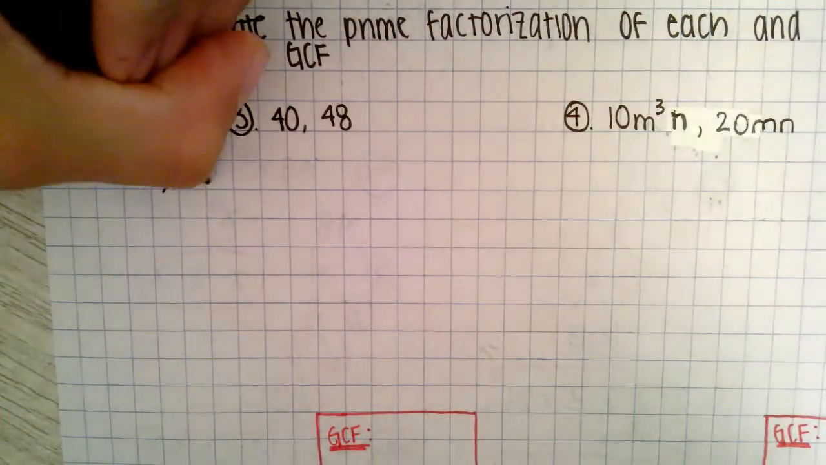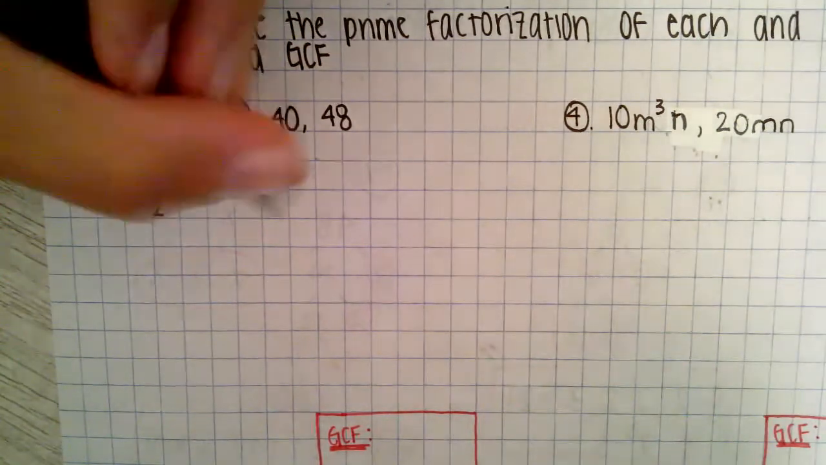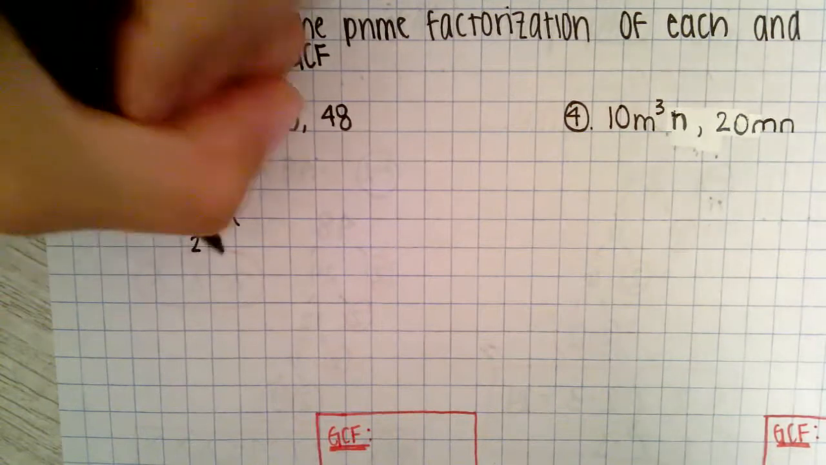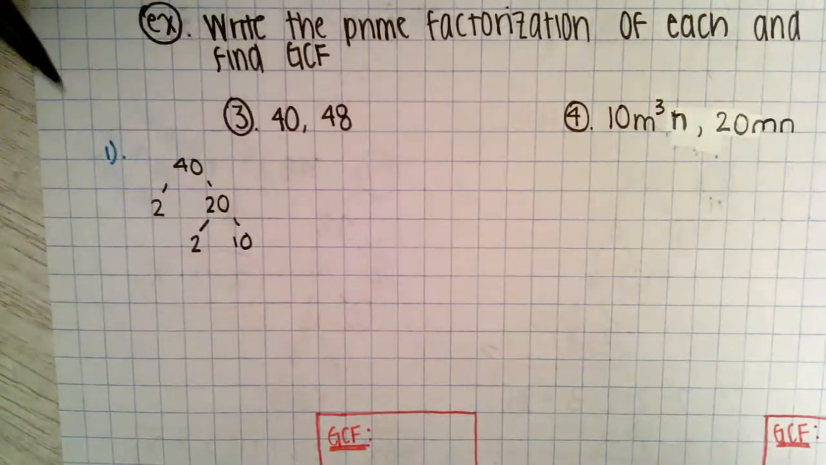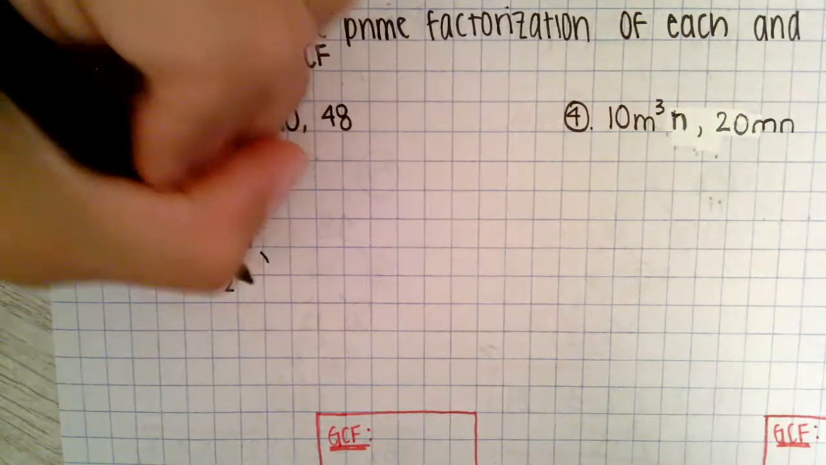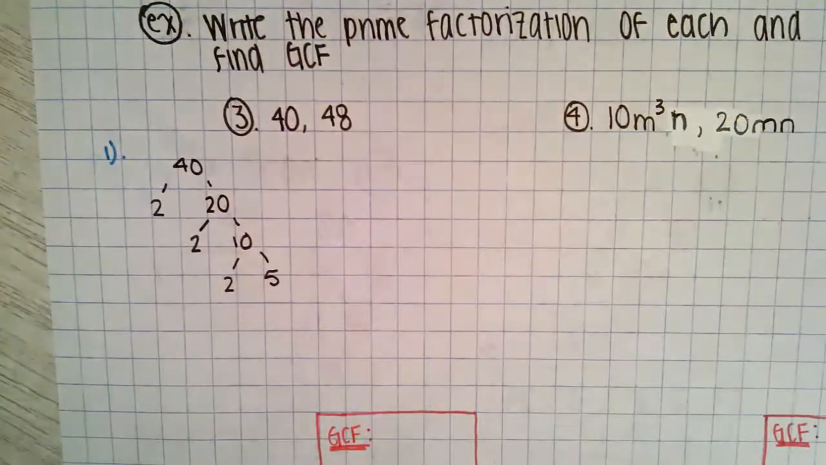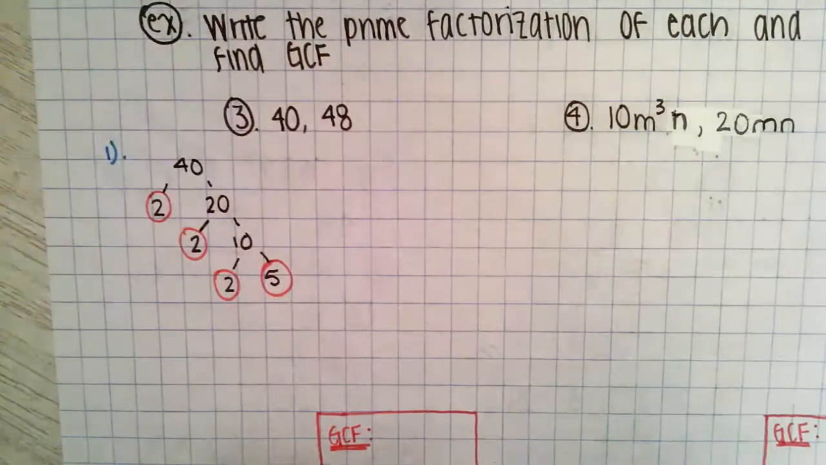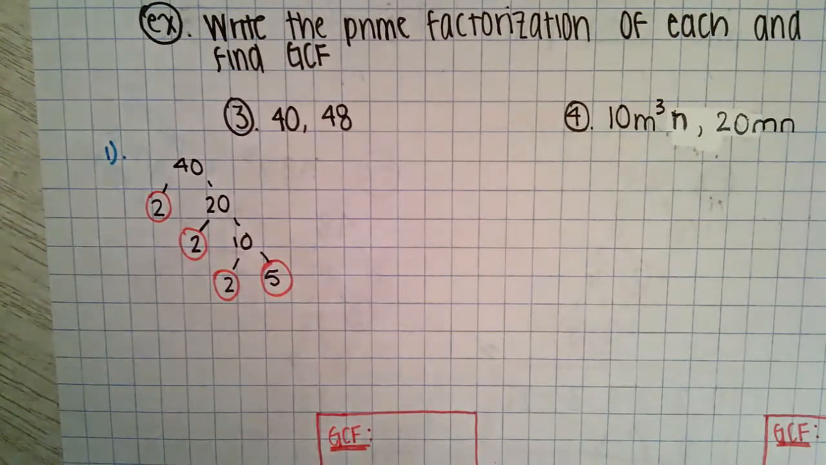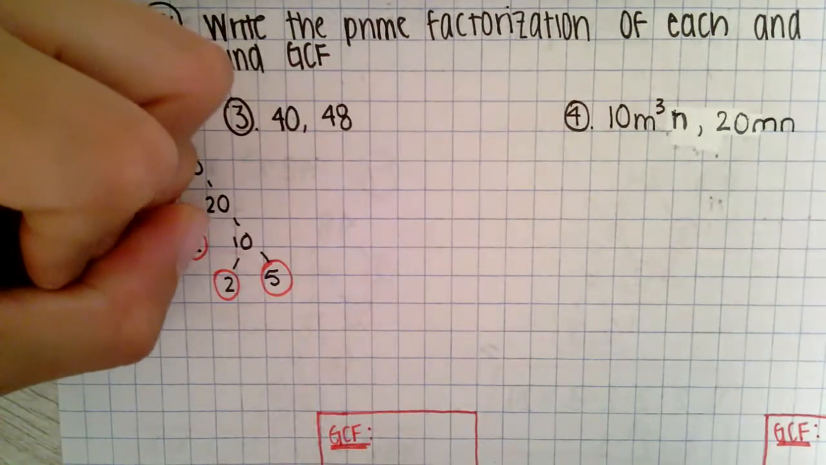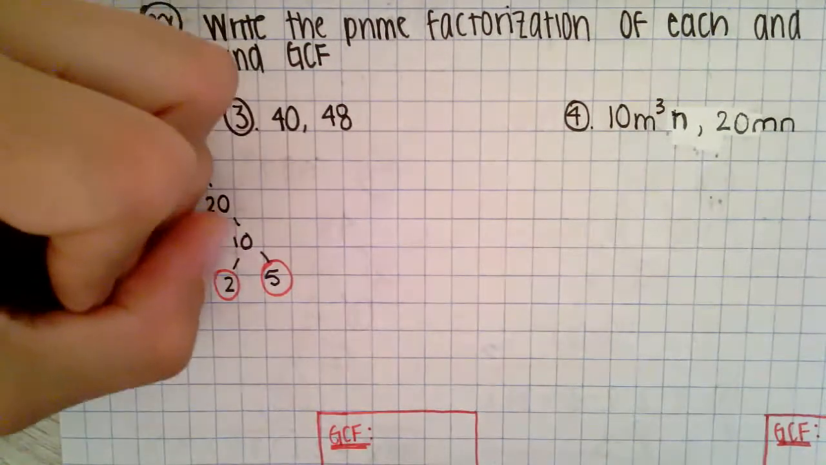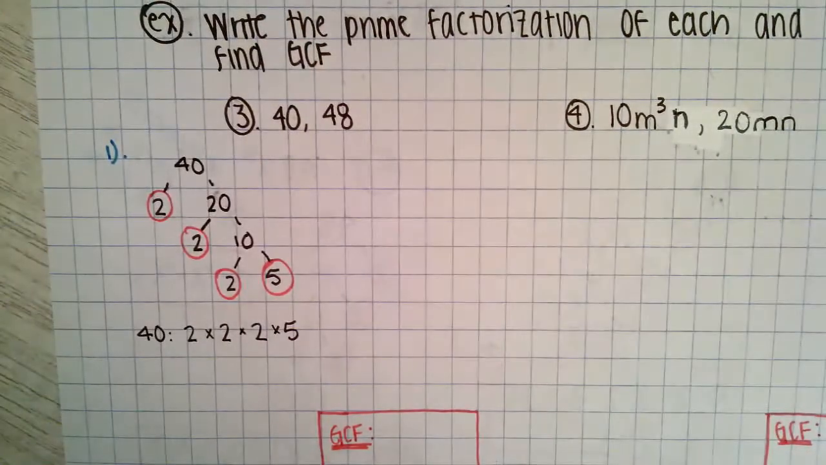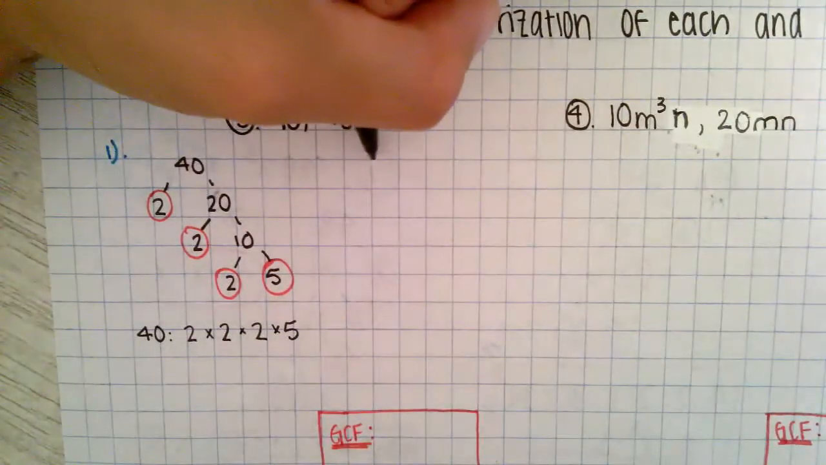So 40, I'm going to take out a 2, that's a prime number. 2 times 20. I'm going to keep going. 2 times 10 is 20. And 2 and 5. I have now got all my numbers to be prime. So 40 is 2 times 2 times 2 times 5. I'm going to pause and I'm going to do the same thing with 48.